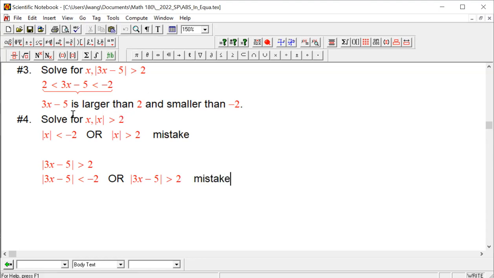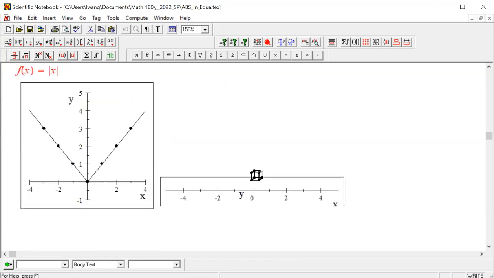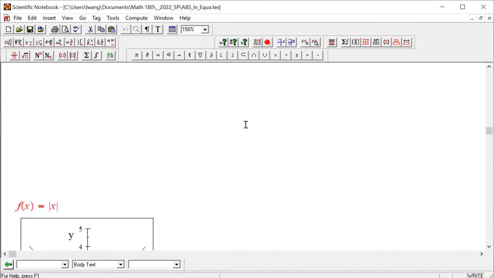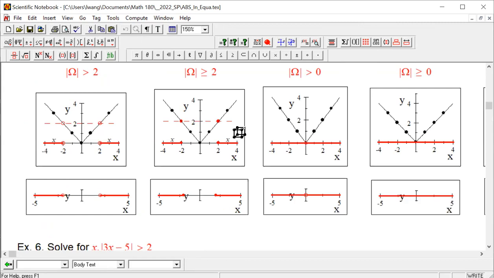If we analyze carefully, there's no solution. It should not alter the final solution. But this reflects the student's confusion logically. Okay, so once again, let's look at what we did, these cases.